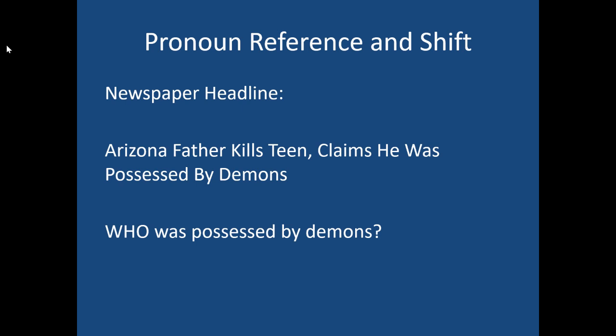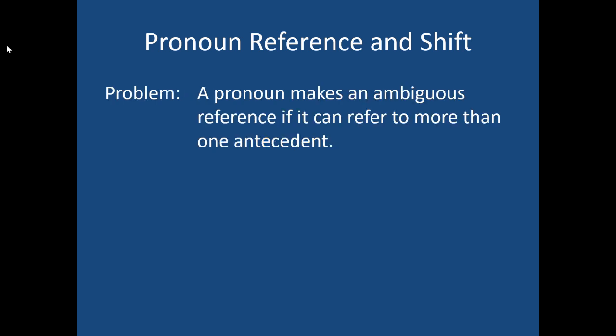When I read this headline, "Arizona father kills teen, claims he was possessed by demons," I can't tell whether "he" refers to the dad or the teen. Who's killing whom? So, a problem that we come across sometimes is that the pronoun can make an ambiguous reference if it can refer to more than one antecedent, or more than one noun within the sentence.